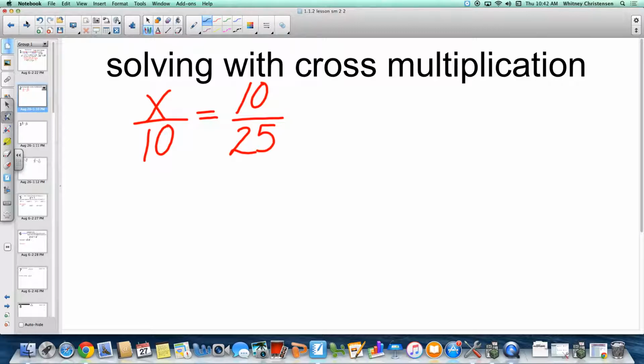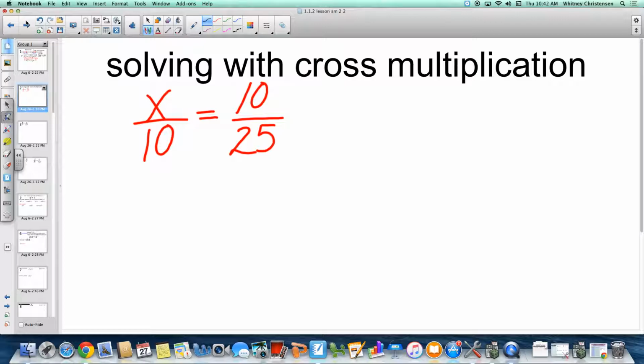Okay, so you should already know how to do this. This is a review problem, but I just want to quickly go over this. So we're going to be solving for x. Okay, guys, we're going to be solving for x. Now, with this, we're going to be using cross multiplication, but I'm going to tell you why.